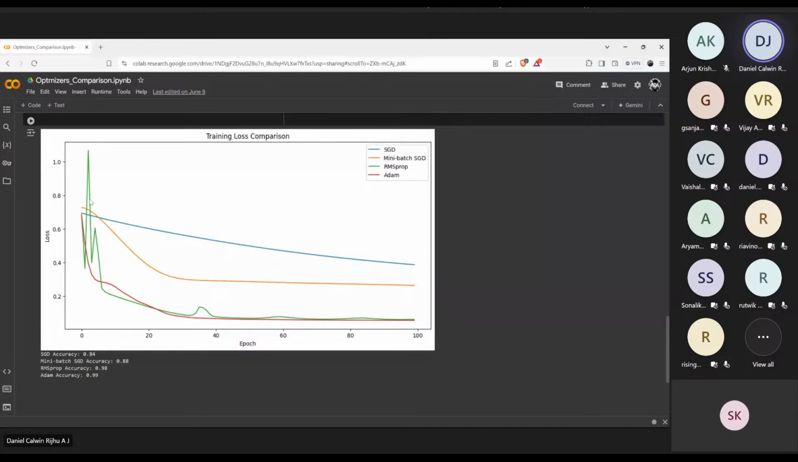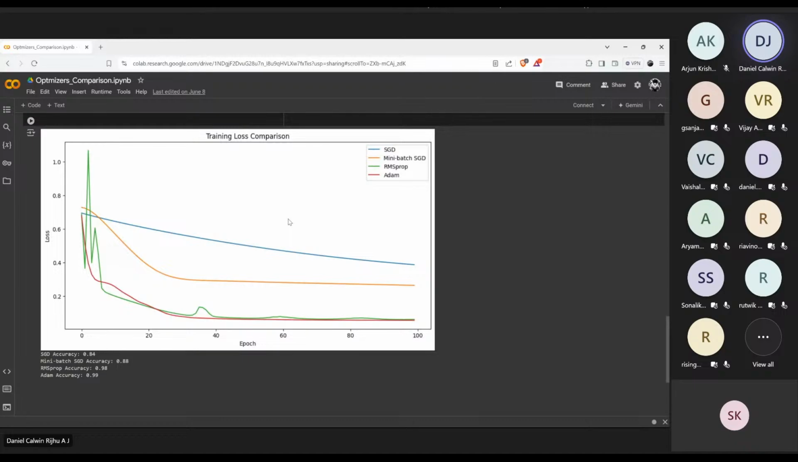And the third one, the green one, as you can see, is a bit anomalous. It's spiking up and down in the first few stages of the epochs. So why is it so? We have discussed that RMSprop completely depends upon its previous history, or the accumulated squared gradients, to update its parameters.